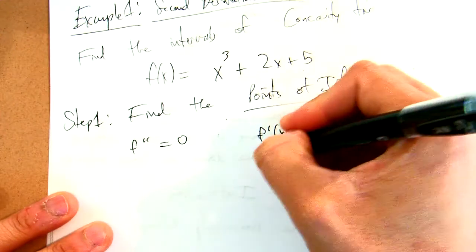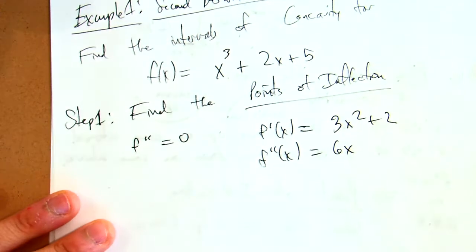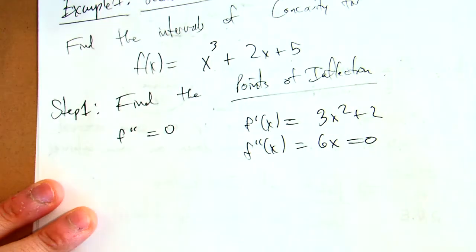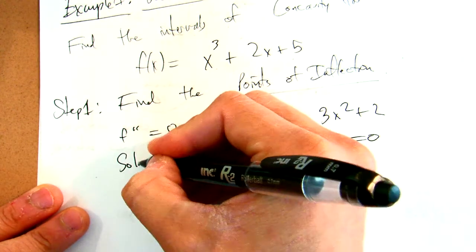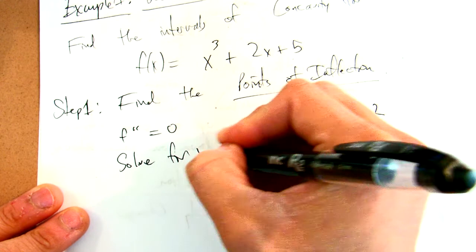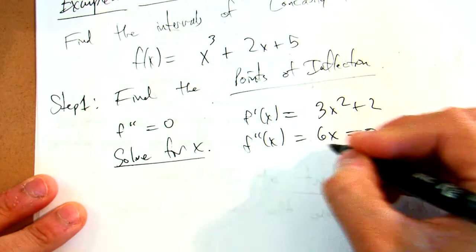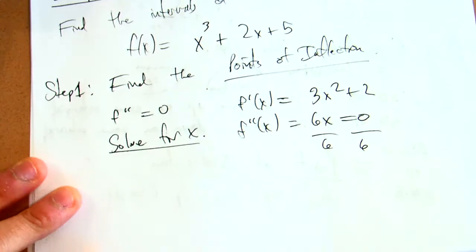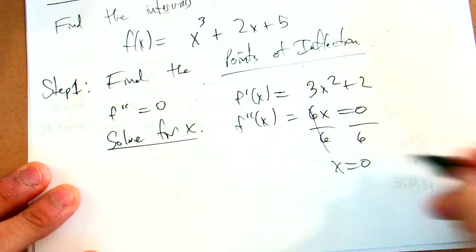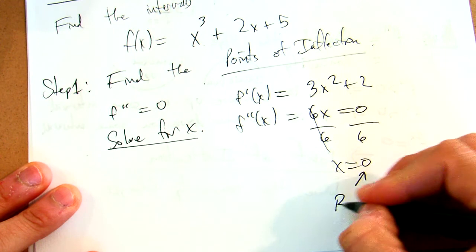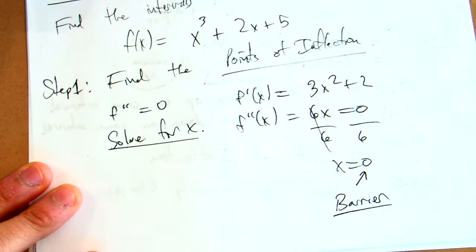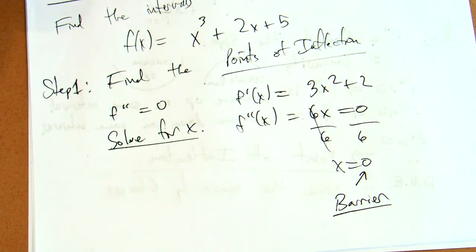What is f double prime? 6x. Now I set it equal to what? And solve for x. When you do this, after you set it to 0, you're going to solve for x here. So then, if I solve this for x, I divide by 6. What does this give me over here? X is 0. So now notice, remember we thought of these as my barrier, okay? And now we're going to do the same thing as we did with the first derivative test over here.